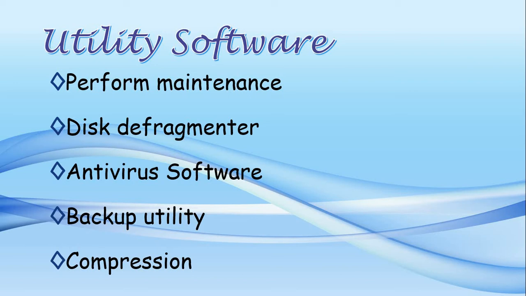Compression is a process of shrinking the files so that less space is occupied on the disk. And these files cannot be read directly. You need to decompress the files to read them. Examples of compression software are WinZip and WinRAR.